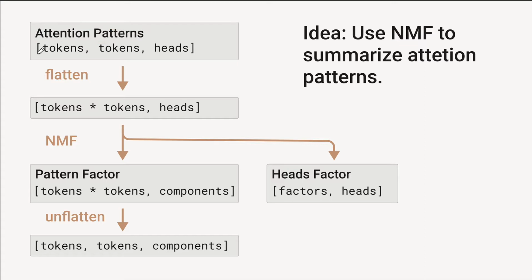maybe even all the attention patterns from multiple models. And so each attention pattern is a tokens by tokens matrix. And then for every attention head, we have one. So we get a three-dimensional tensor. And the question is, how can you apply NMF to something that has three dimensions?